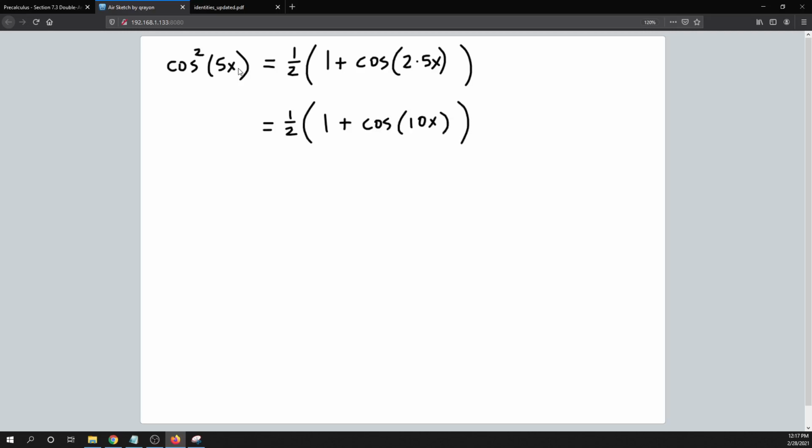All right, and so then just simplifying that out, we can see that cosine squared of 5x is the same as 1/2 times 1 plus cosine 10x. All right, and that is it. And in the next video, we'll do a couple more complicated examples.